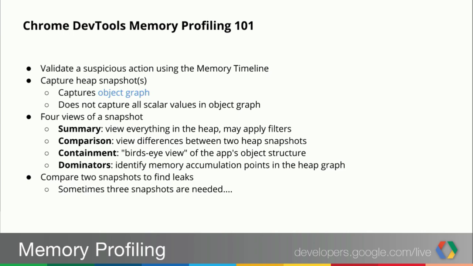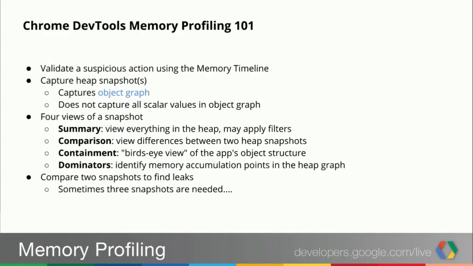What's going on there? There's a containment view, which is a bird's eye view of the app's overall object structure. So John mentioned a little bit about memory versus retained memory. Yes. And so in the containment view, you can more easily see what the retained memory is. And the dominators view also has a different view of the similar.